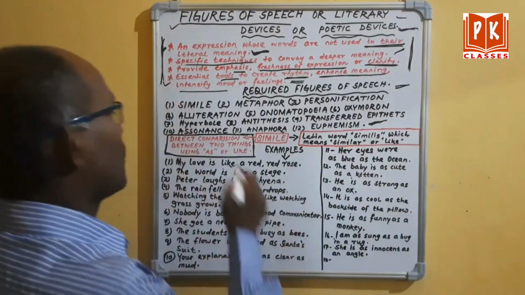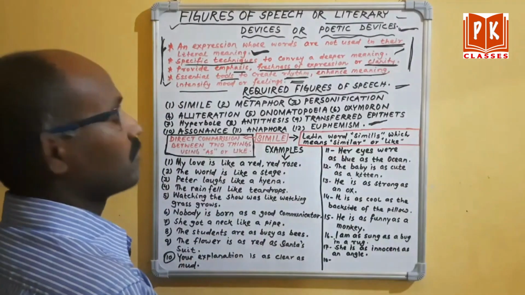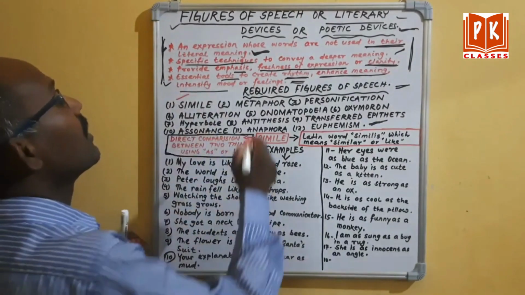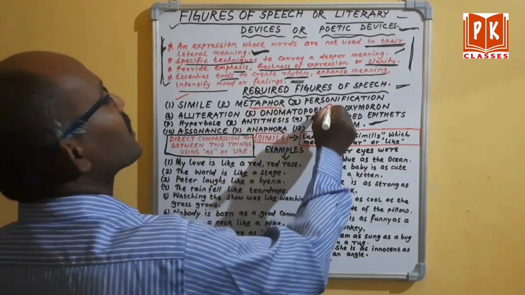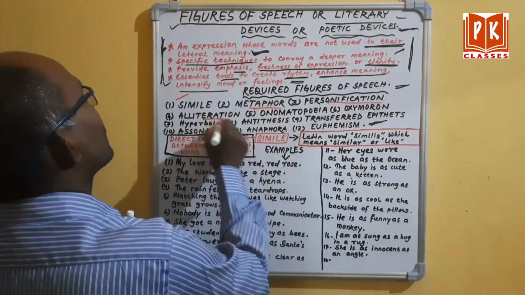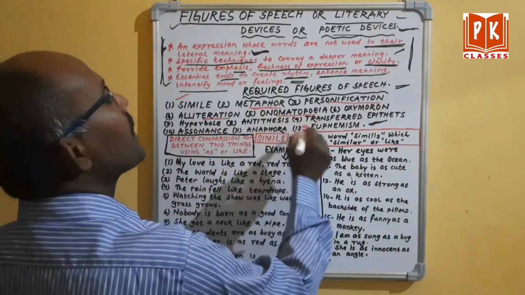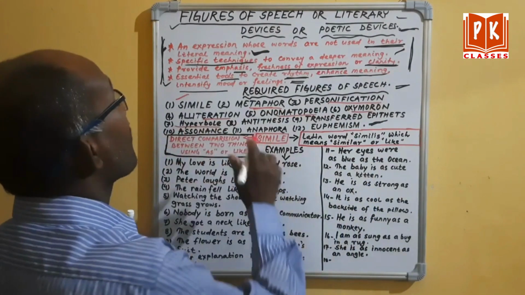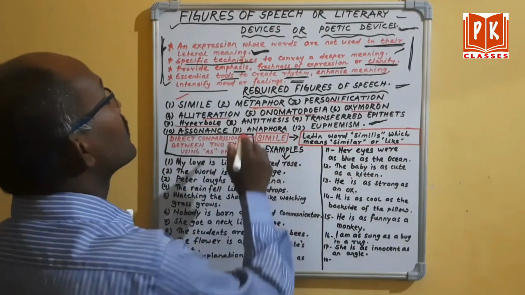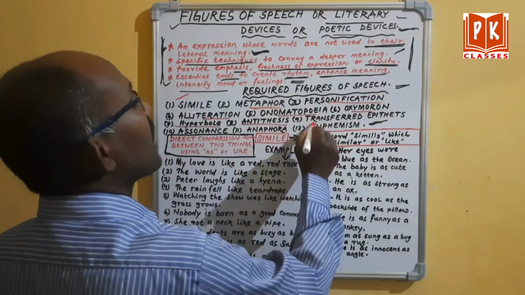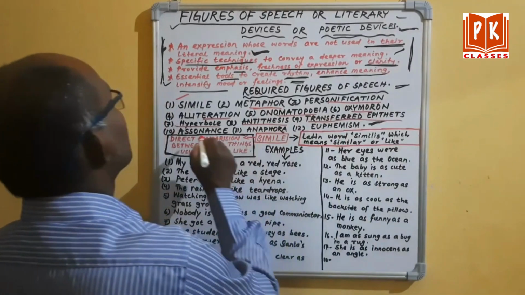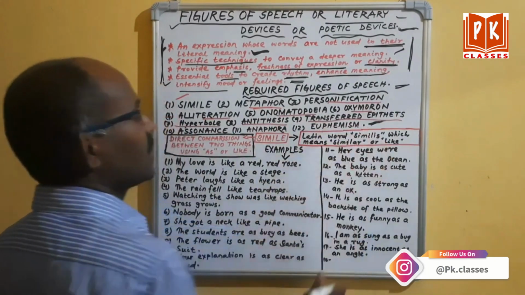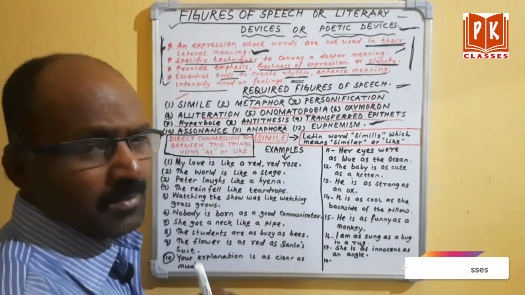What are they? Number one is simile. Simile, you should know, is one kind of figure of speech. Then metaphor, personification, alliteration, onomatopoeia, oxymoron, hyperbole, antithesis, transferred epithet, assonance, anaphora, euphemism. These are the basics.